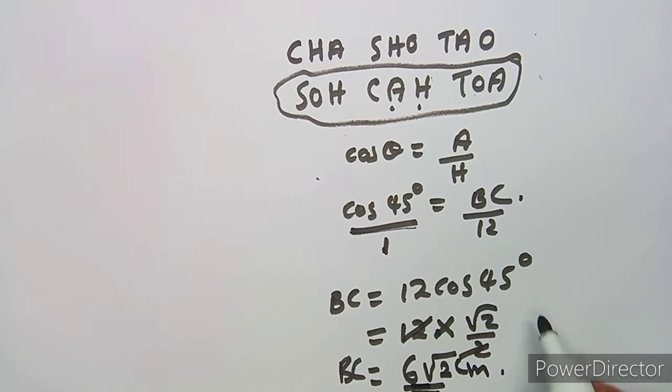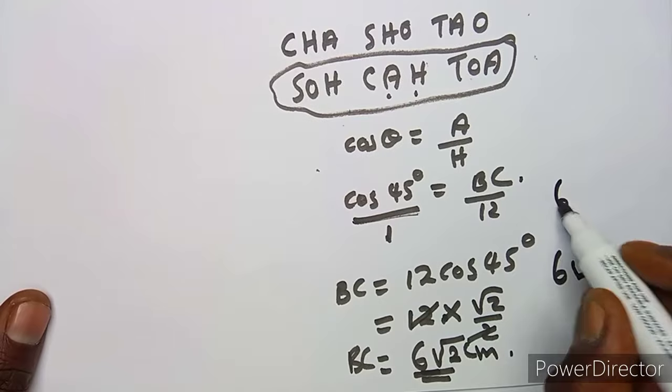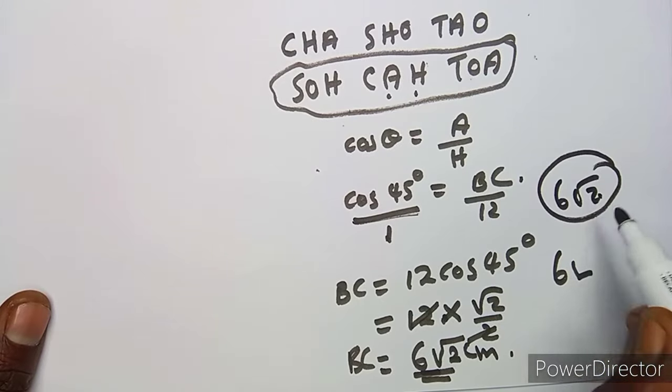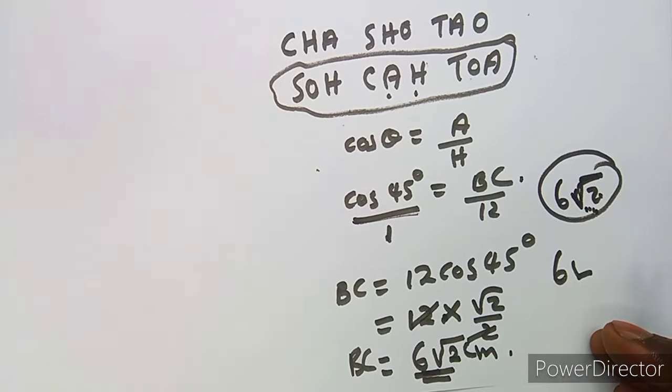Surd form means your answer is going to remain with the square root. Okay, with the square root. That is in surd form, your answer is going to have this square root. That is what it actually means. So if you are given this typical question, guys, it's a matter of playing around with the question.